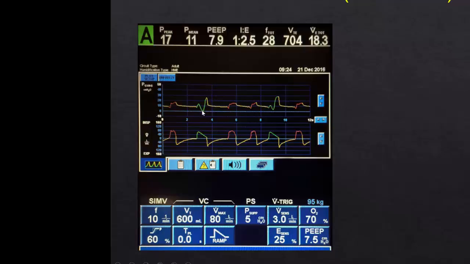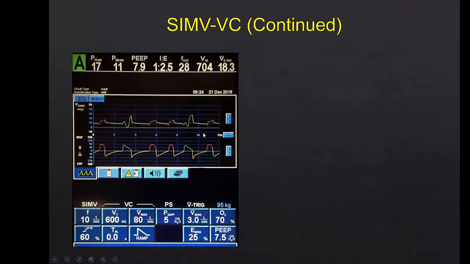It's an interesting topic of dysynchrony. It's one of the reasons we're using more modern modes beyond plain volume control. Volume and flow control can create problems with patient synchrony, and you'll see more of these dysynchronous curves. This is not what we expect to happen if the patient's comfortable.